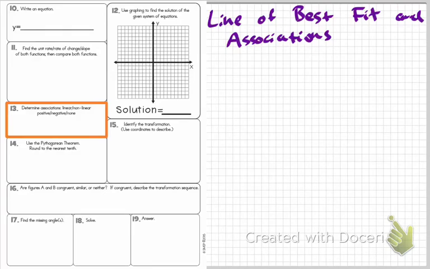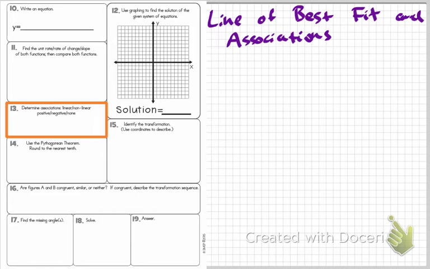Welcome to our tutorial for question 13 of our weekly review. Question 13 is going to show us some data on a graph, and we're being asked to determine the associations of that data. Another way to think about this, and a vocabulary term that sometimes is used, is what's called the line of best fit.